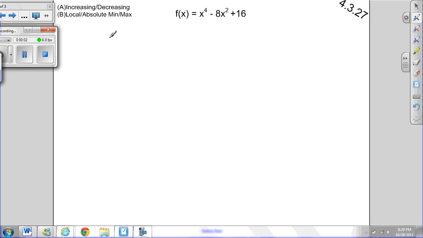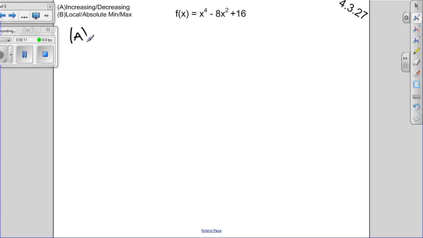This is problem 4.3.27 from the book. The function that we're given is x to the fourth minus 8x squared plus 16. And in part A, we need to find where this is increasing and decreasing. So let's consider the derivative.